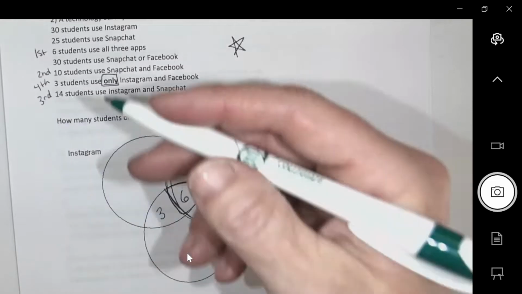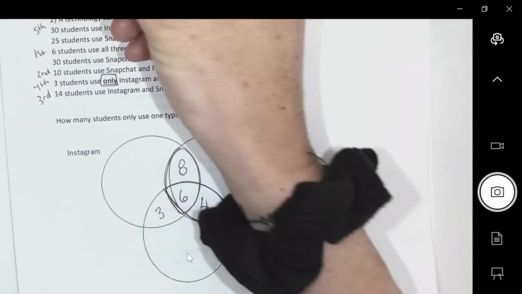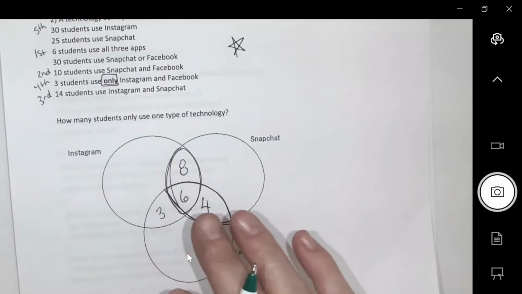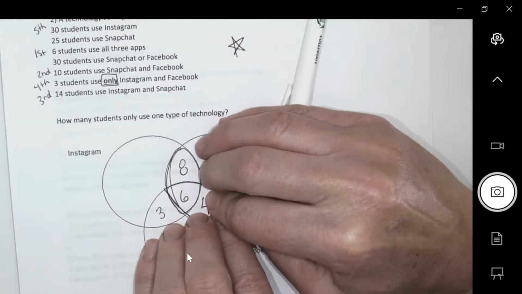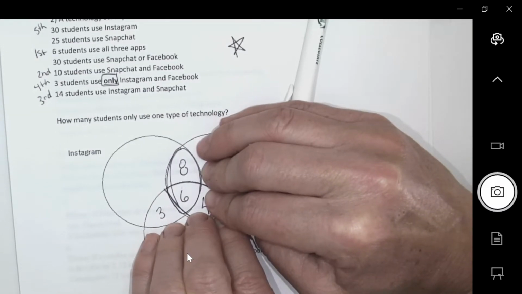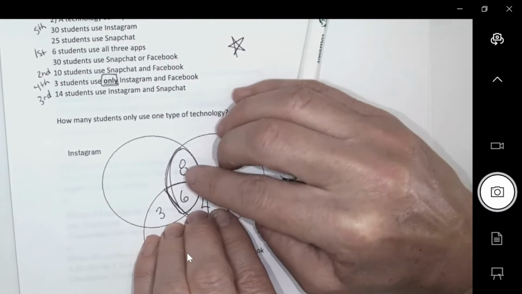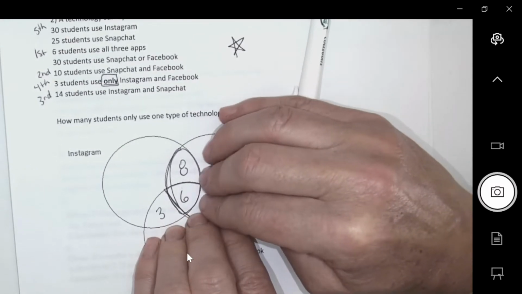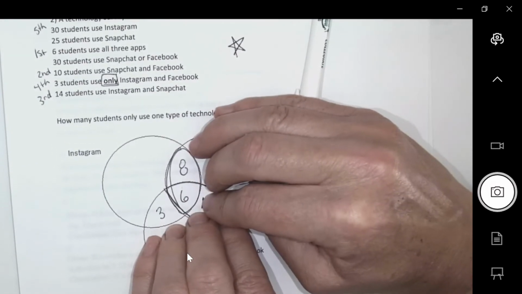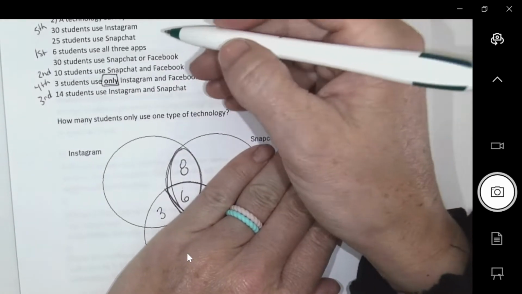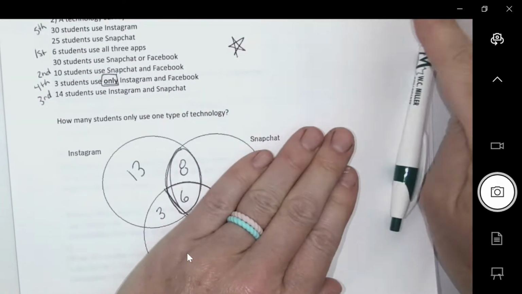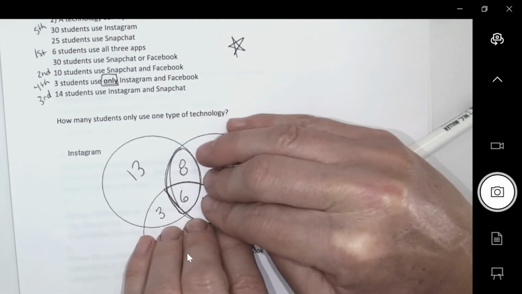Okay, now I'm going to go up to the top. 30 students use Instagram. So can you get me 30 in the whole Instagram bubble? So I already have 8, 6, and 3. So that's already 17. And I need 30. So what does that mean? 13. Because now does that make 30 altogether?